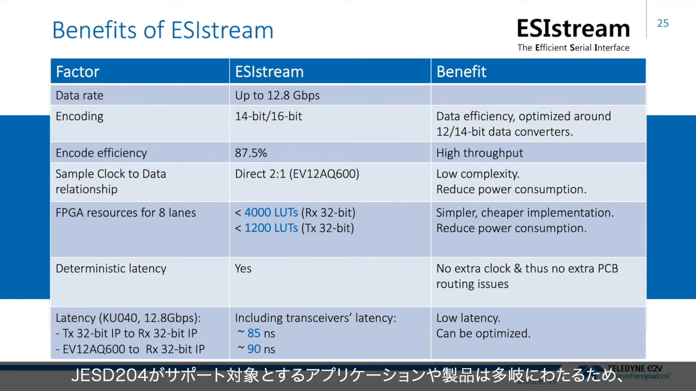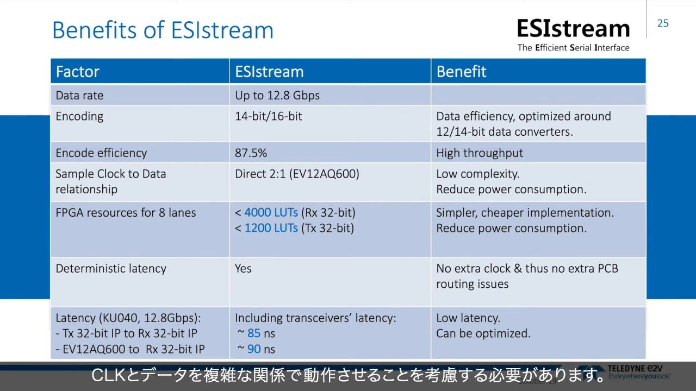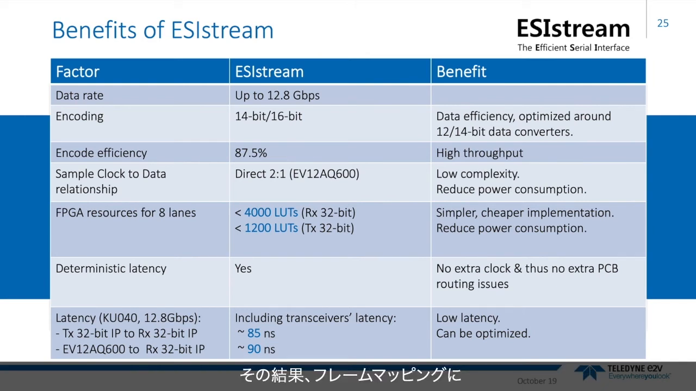Because of the wide range of applications and products JESD204 needs to support, it has to consider operating with fractional clock-data relationships. Then there is the confusion in the spec arising from the frame mapping that really makes it hard for engineers to identify where in a typical data stream to find the most significant and least significant bits. JESD204 debug probing can really stress even the most experienced of engineers.